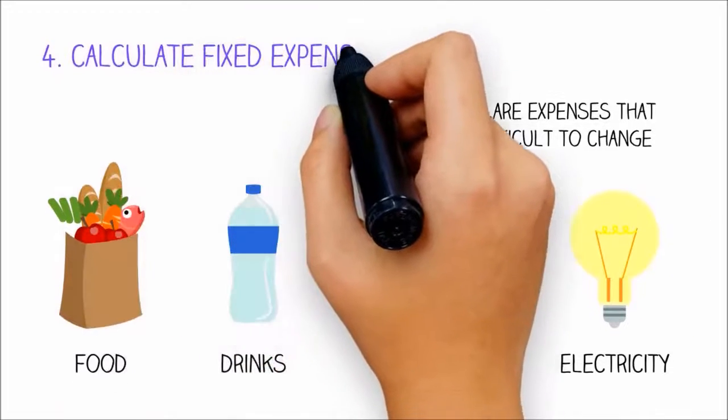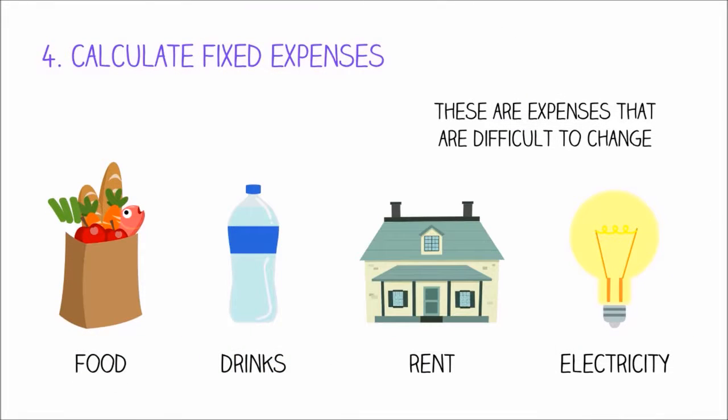Step number 4, calculate your fixed expenses for each given period. So these are the expenses which, no matter what your financial situation, you can't really change them, or at least can only slightly adjust them. This might include food, drink, rent, and electricity bills. If you happen to have any debts as well, it's wise to incorporate principal and interest repayments into your budget's fixed expenses, until you become debt-free.